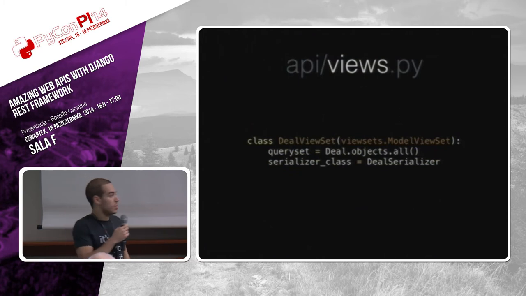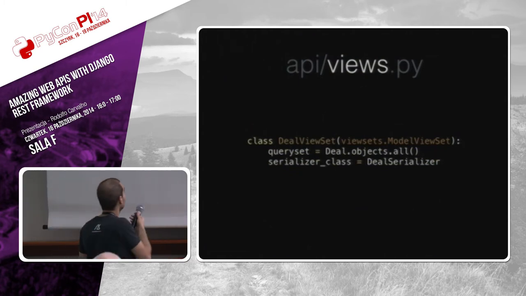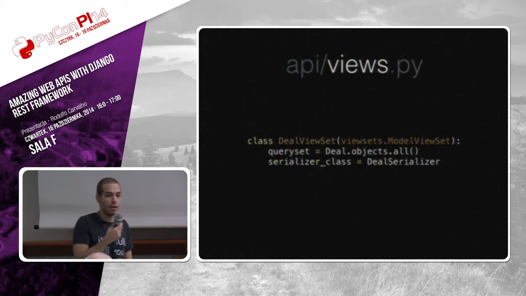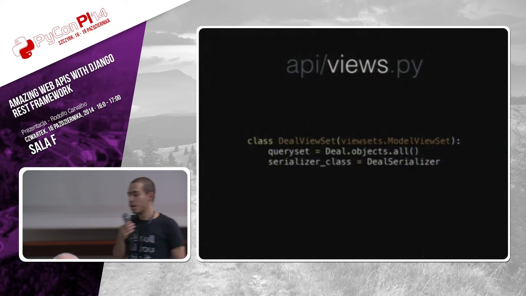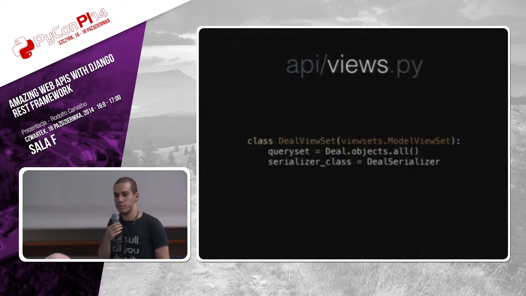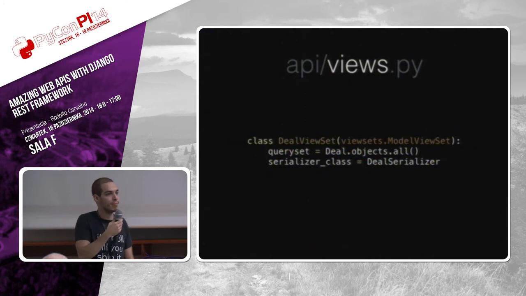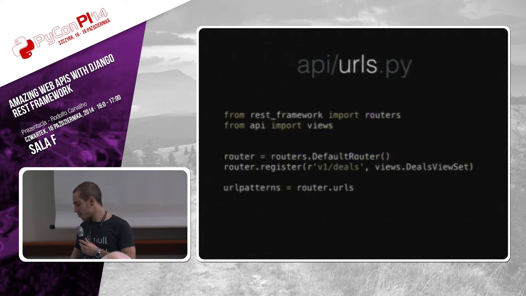Then you take a view. Just very simple again, right? You just need to specify a query set. That's basically where you're going to take the data from. In this case, we are getting all objects from the deals table. And the serializer, which we saw in the previous slide. And again, Django REST Framework will do everything for you.